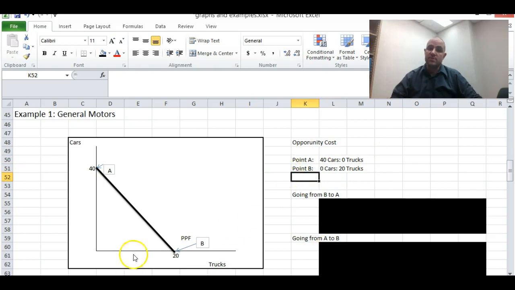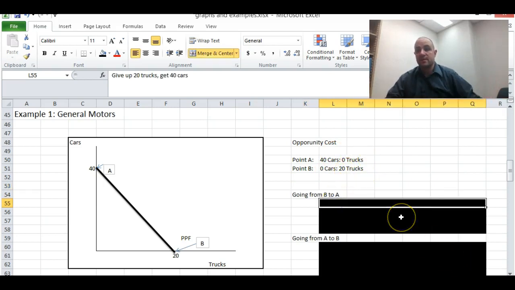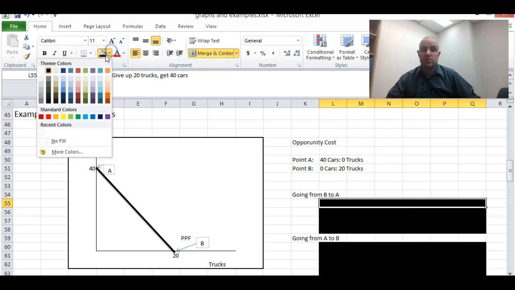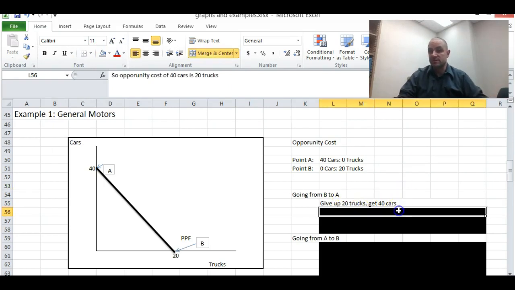So let's look at when they move from point B to point A. Their car production is going to go up by 40, but their truck production is going to go down by 20, because cars from point B to point A goes from 0 to 40, up by 40, but trucks goes from 20 down to 0. So as you go from point B to point A, you're giving up 20 trucks, but you're getting 40 cars.